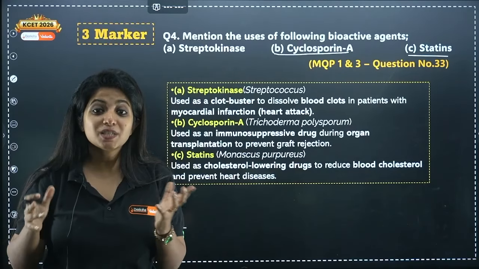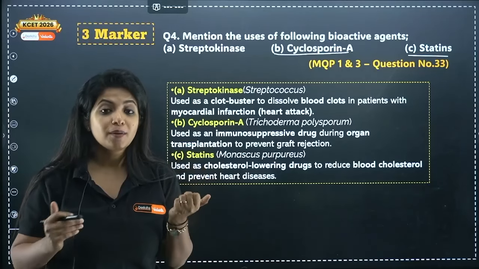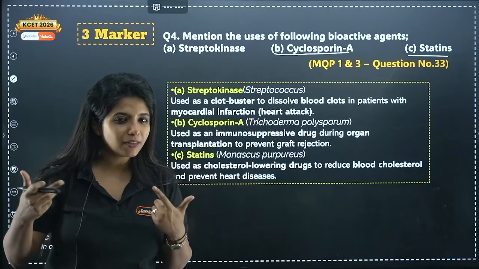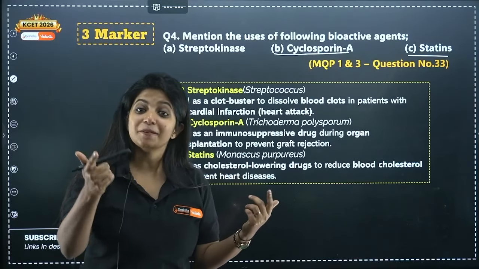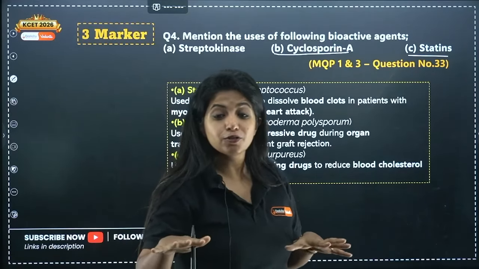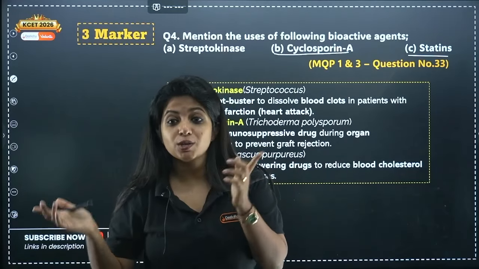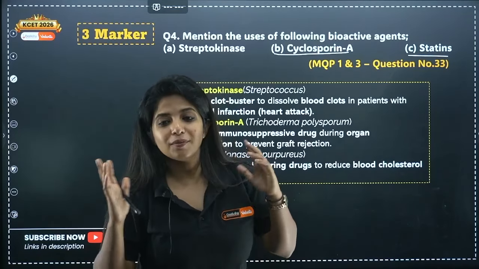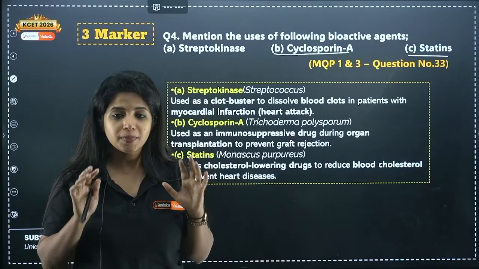Cyclosporine A is an immunosuppressive agent produced by a fungus. Remember the name? Trichoderma polysporum. Statin is for lowering the blood cholesterol level. Who produces it? Again a fungus, Monascus purpureus. Both of them are bioactive molecules.